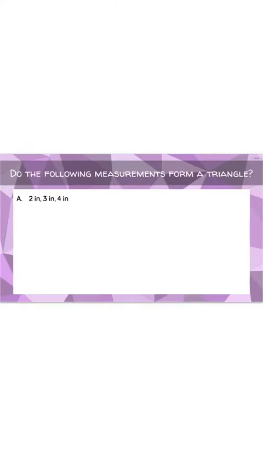Let's look at some examples. Look and see if the following measurements form a triangle. If you have 2 inches, 3 inches, and 4 inches, all you need to do with the triangle inequality theorem is take the 2 smaller numbers and add them up. 2 plus 3 is 5, and you look and see, is 5 bigger than the last side, the 4 inches? It is, so yes, this does form a triangle.